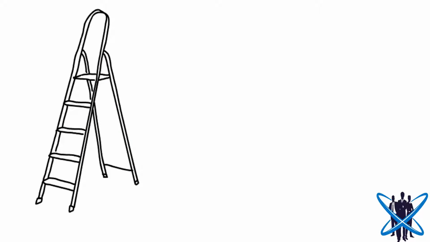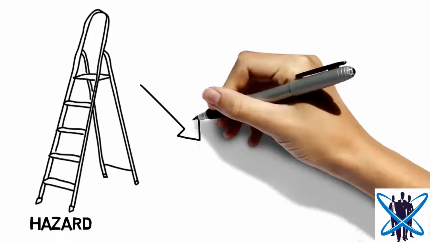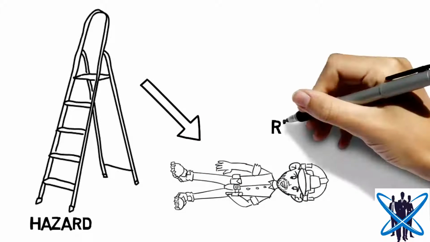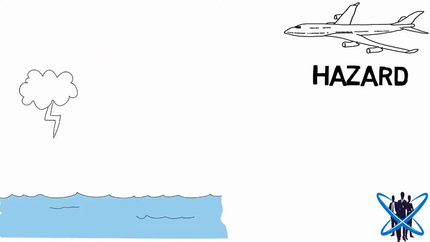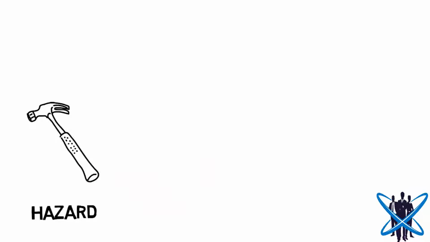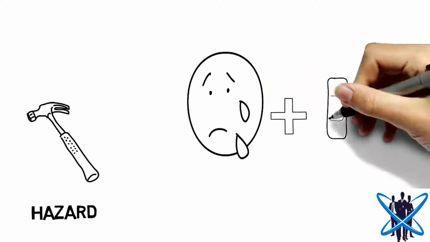This ladder is a hazard. Climbing the ladder and falling off is a risk. This plane is a hazard. Flying the plane in a thunderstorm and crashing is a risk. This hammer is a hazard. Using it and injuring oneself is a risk.